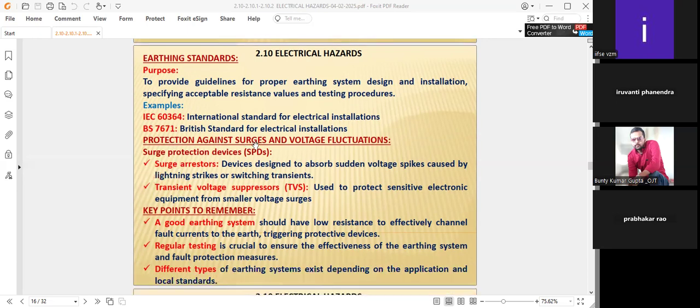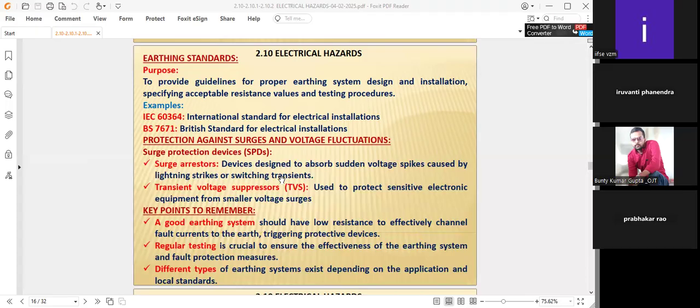The protection against the surges. Surge means, as I already told, sudden leakage of current or voltage. There is protection against surges and voltage fluctuations, high currents and high voltage fluctuations, for example. Surge protection devices, SPDs, we call them surge arresters and transient voltage suppressors, that means TVSs. As I already told, source, path control, and receiver, these three things are very important to mention in the electrical field. Therefore, in that line, surge protection devices and surge arresters are devices designed to absorb sudden voltage spikes caused by lightning strikes or switching transients.